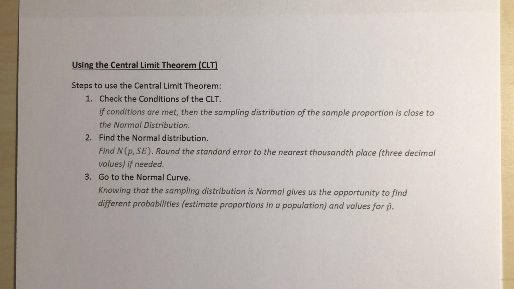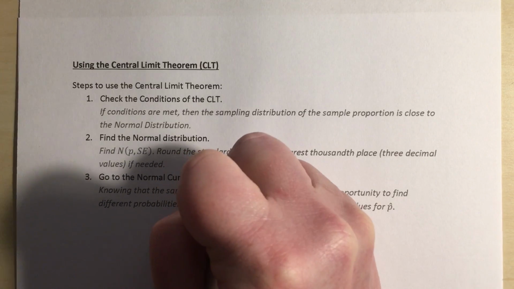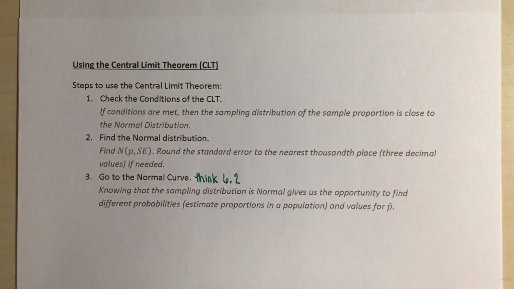Now, in this part, in step 3, we are going to think about section 6.2. Now, in section 6.2, we did a lot of problems by hand using the table. However, I promise you, since this is only one part of our entire problem, we don't want to go through and find our z-scores and use our table for all of these.